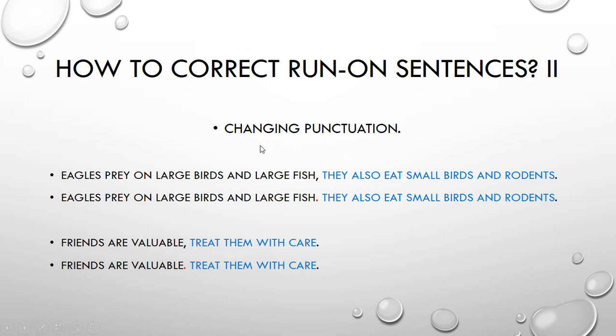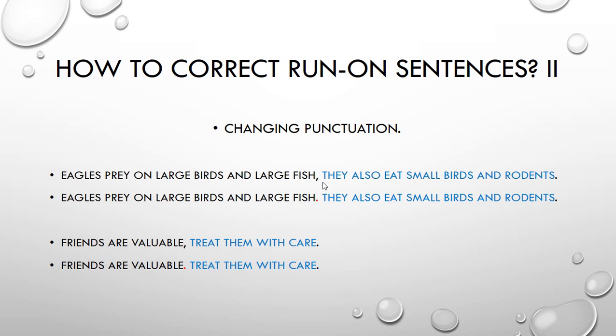We have now the second way to correct a run-on. We are going to change the punctuation. It is when we have just the commas. And you know, a comma doesn't finish a sentence. It just splits items or elements in a series. It just makes like the idea to continue. So we're going to change that comma into a period. We're going to write down a period there.